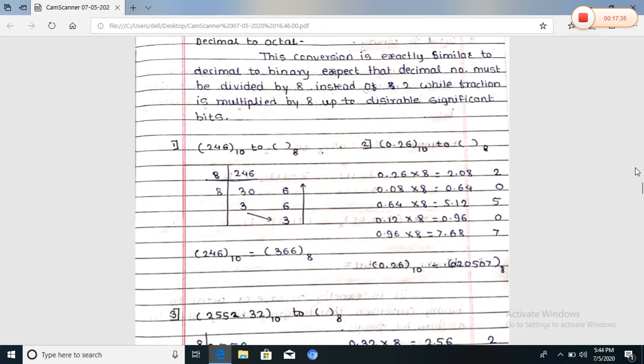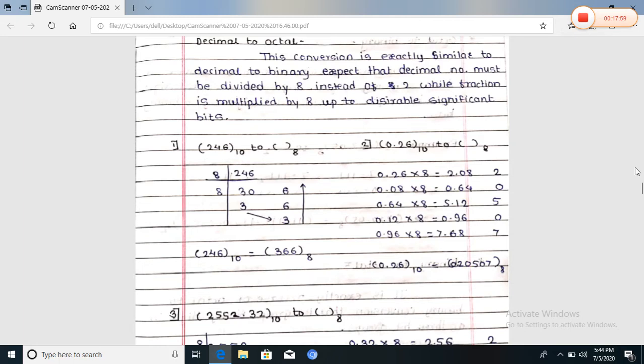The answer for the fraction number you have to record from top to bottom. So the answer is 0.20507, base 8. For a fraction number, the answer is recorded from top to bottom, whereas in the first example, the integer part, you note the answer from bottom to top.